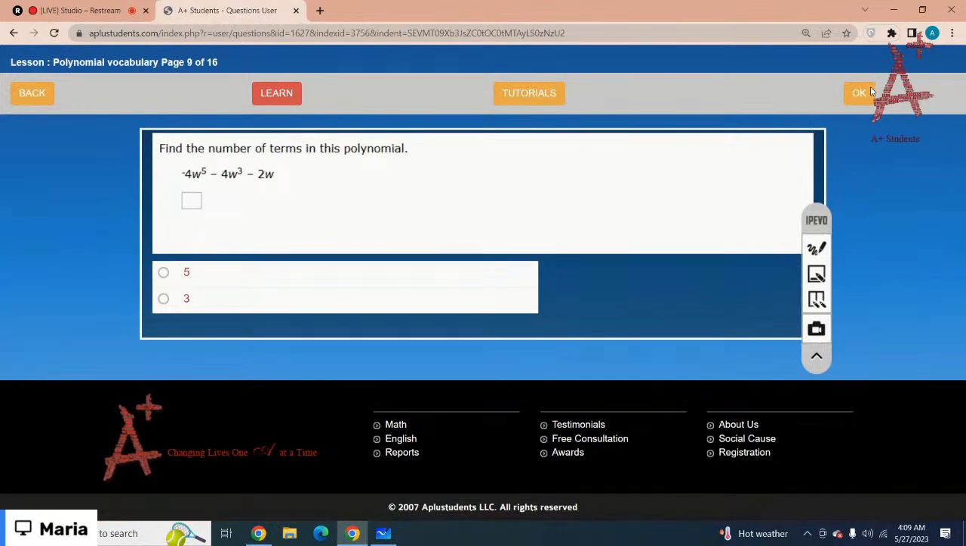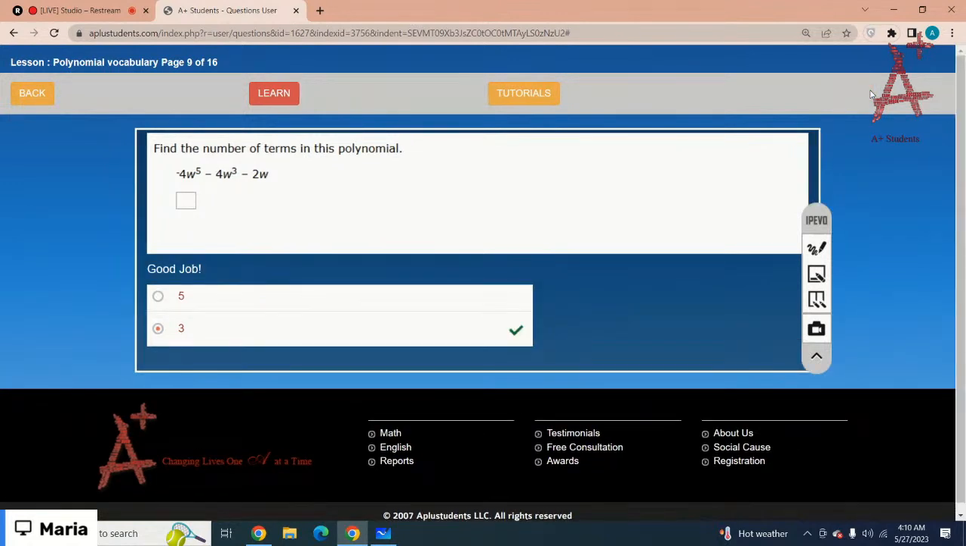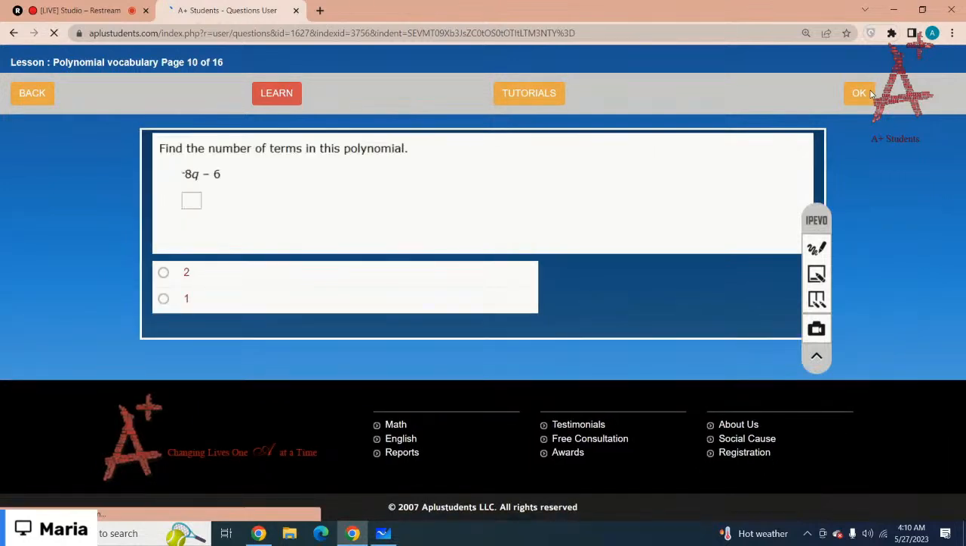Okay, find the number of terms in the polynomial. How many terms do we have? Here you have 3 terms. Okay, find the number of terms in the polynomial.